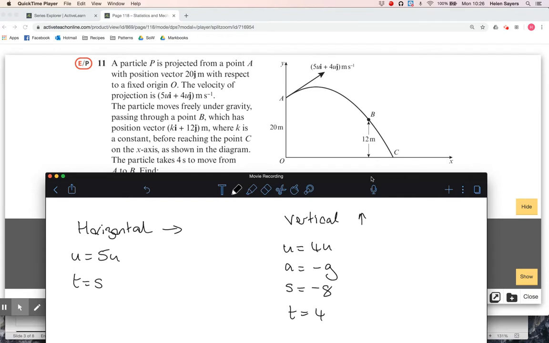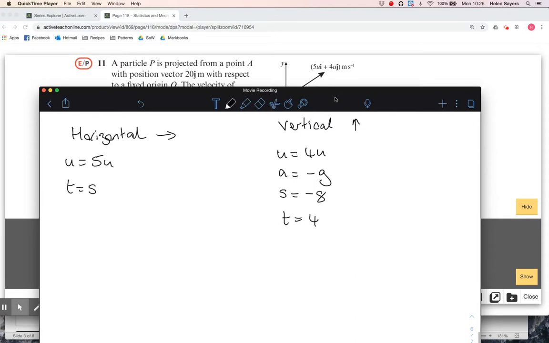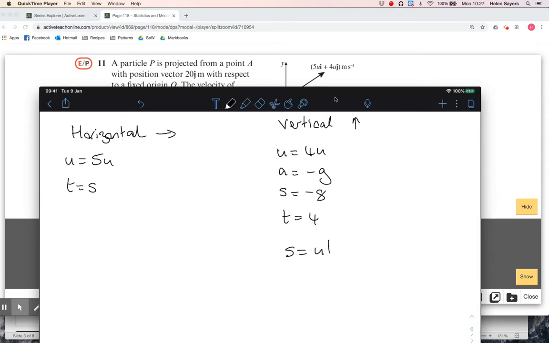This is the useful one, the vertical motion, because I think I've got everything I need here. If I use s = ut + ½at², s I know is minus 8, u is 4u, and t is 4. So that becomes 16u, 4u times 4, plus a half a, where a is minus g, so minus a half g times t squared, which is 16. That's going to be quite a simple equation to solve.